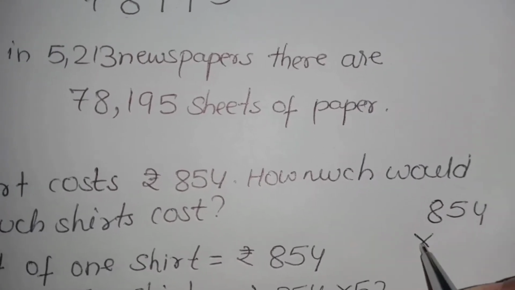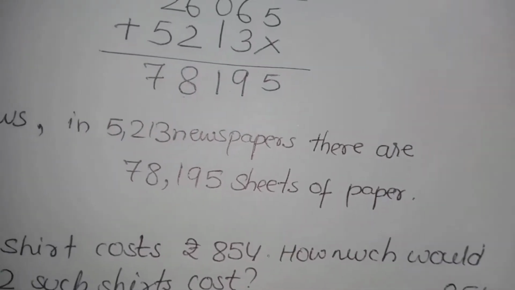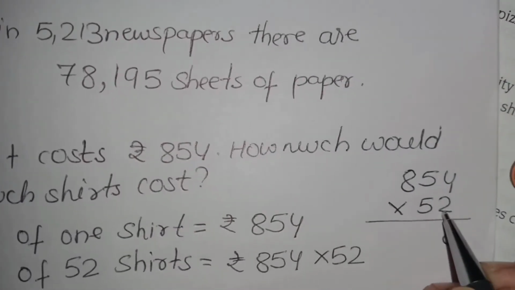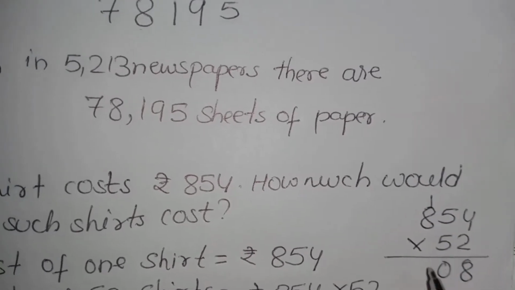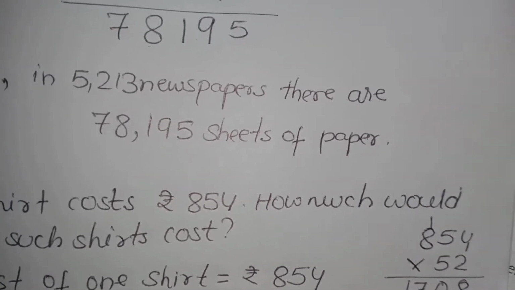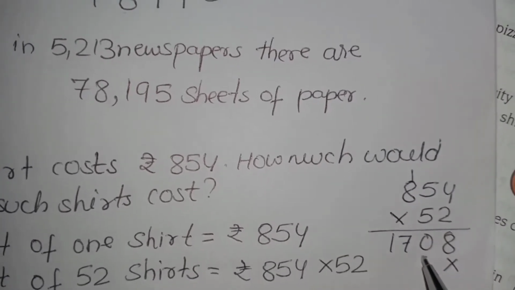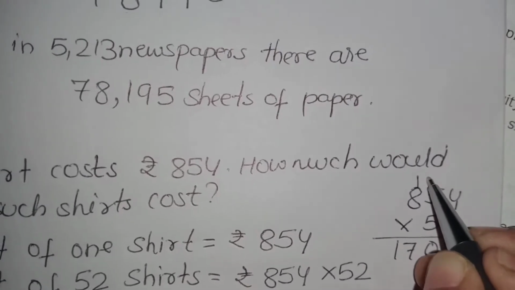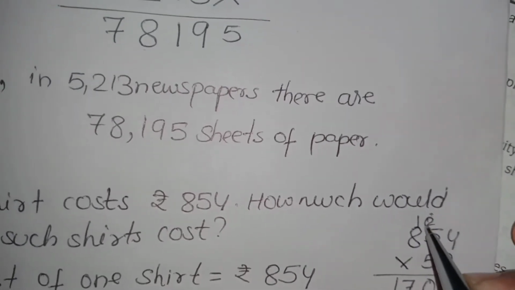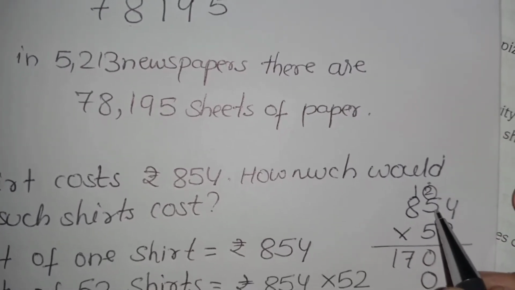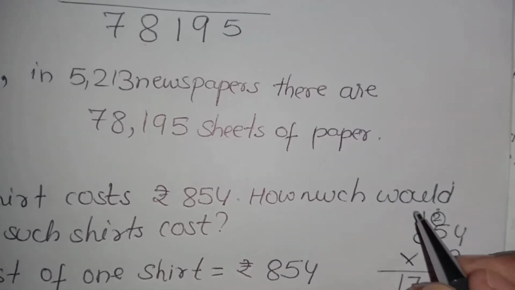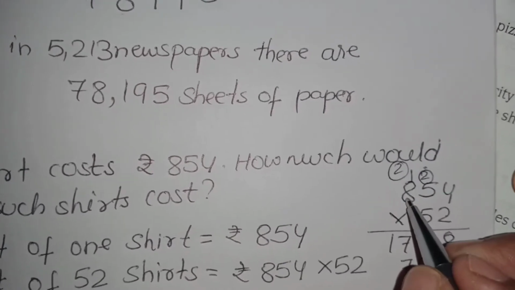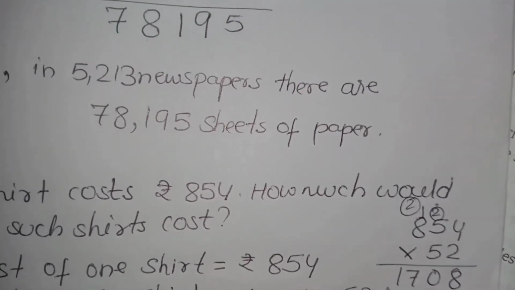854 into 52. 2 4s are 8, 2 5s are 10, 0, 1 carry. 2 8s are 16, plus 1 is 17. Into 5 4s are 20, 0, 2 carry. 5 5s are 25, plus 2 is 27, that is 7, 2 carry. 5 8s are 40, 40 plus 2 is 42.